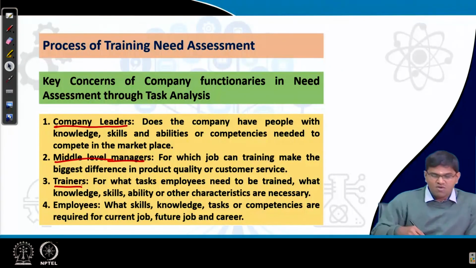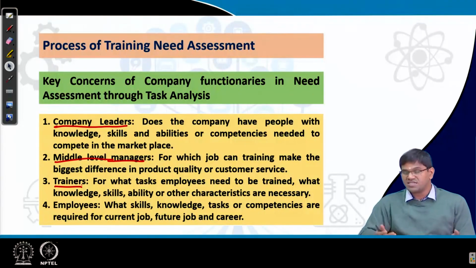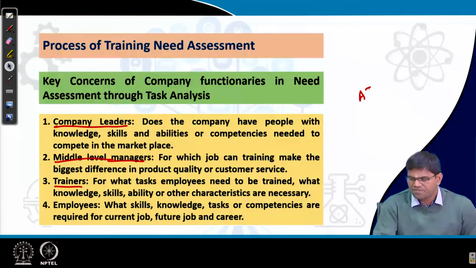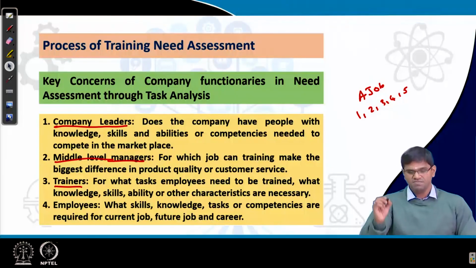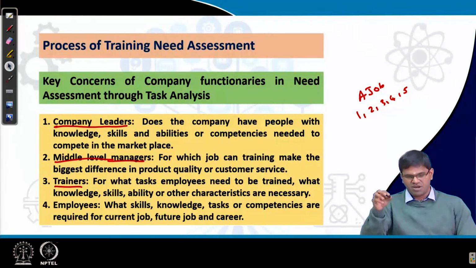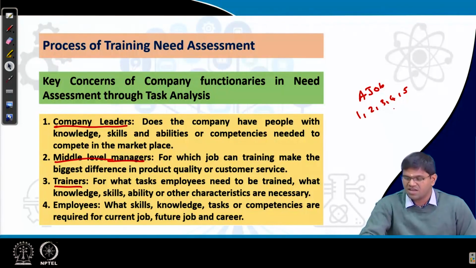Then the trainers: for what tasks do employees need to be trained? As I said, for a job A, now I have listed 1, 2, 3, 4, 5. Now I need to see for which task I need to train the particular employees. So what are the knowledge, skills, abilities and characteristics which are necessary? Let's say for task 3, which is the requirement, then you need to identify what set of things are required to perform this particular task.